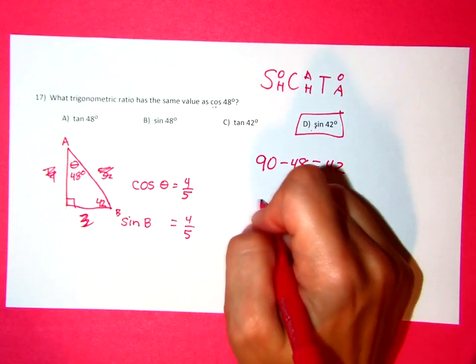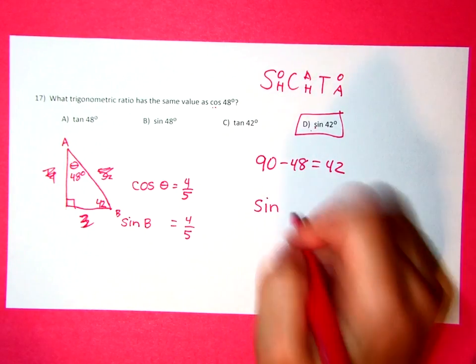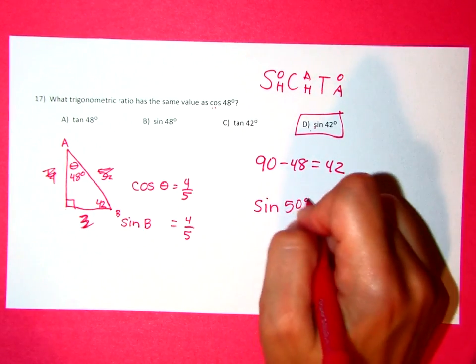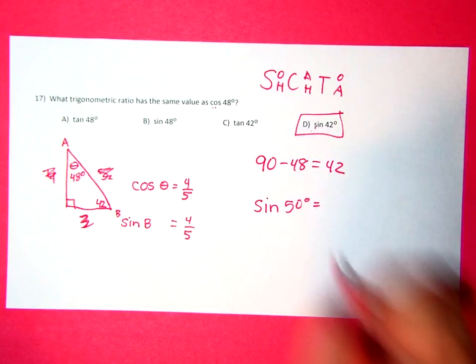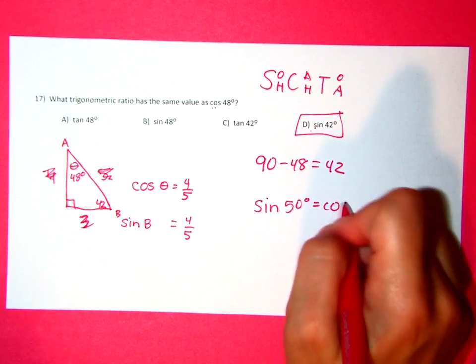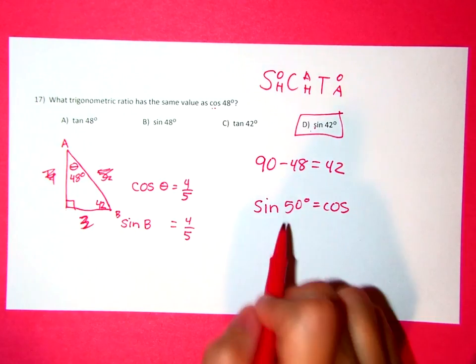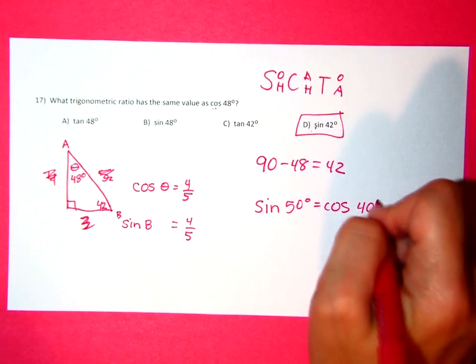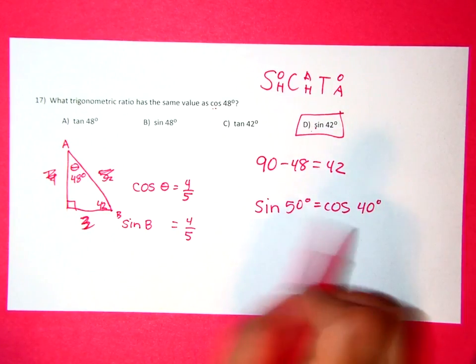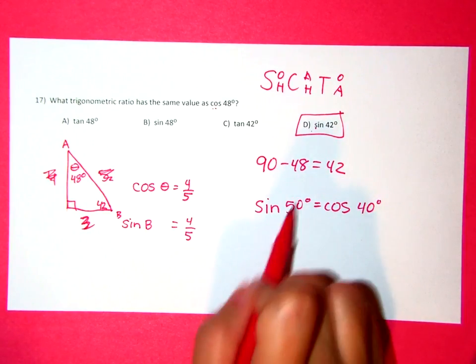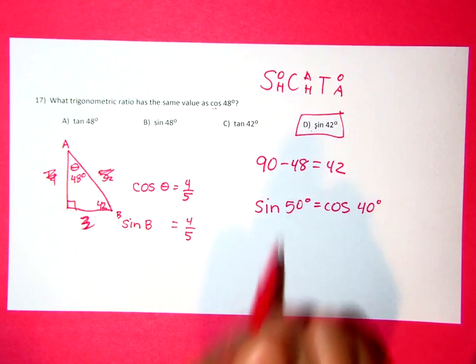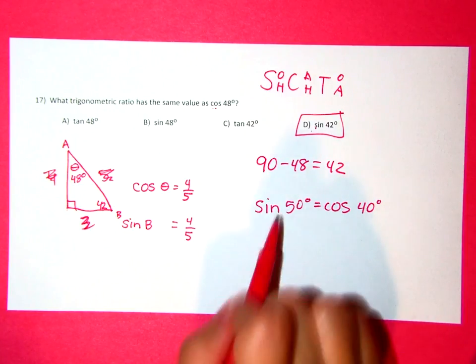It works for anything. For example, I could say sine of 50 degrees. What's that have the same trigonometric ratio as? Sine is buds with cosine, and 90 minus 50 is 40. So it works anytime sine and cosine go together, and basically you're just taking 90 minus whatever this angle measure is, and those two will always be equivalent.